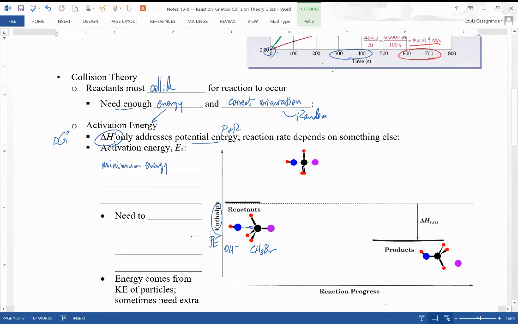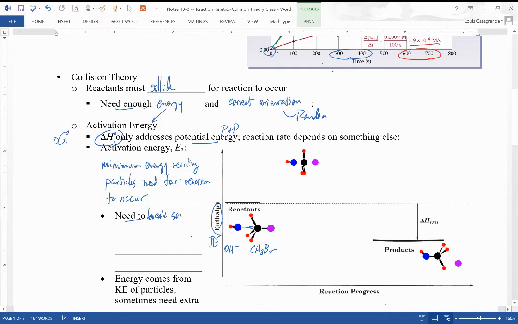As long as you have more, you're okay as well. Minimum energy that reacting particles need for a reaction to occur. And the way we're going to put that in is by an increase in energy. Now, the energy that we need is coming from the need to break some bonds.